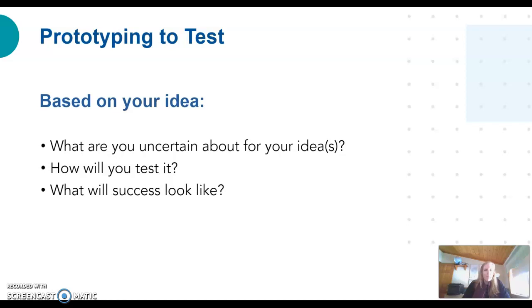So when you're prototyping, think about these things. What are you uncertain about for your idea? How are you going to test it? What will success look like? What is it that you're looking for to know you're heading in the right direction?